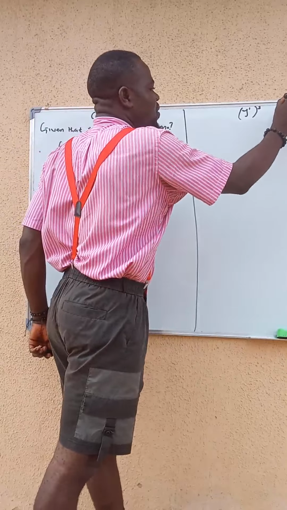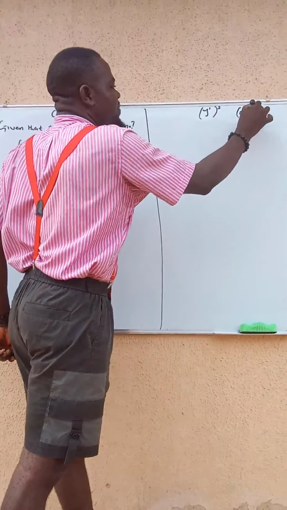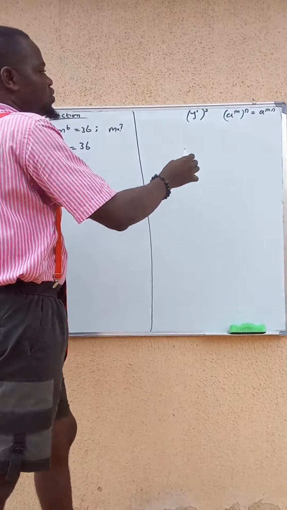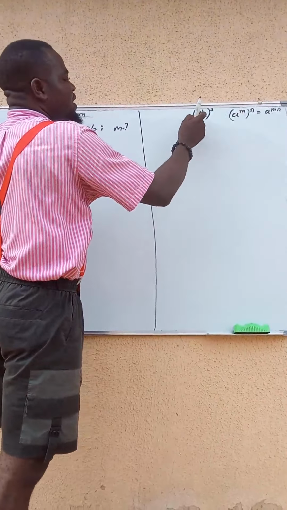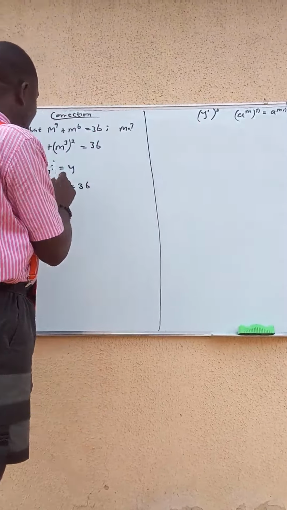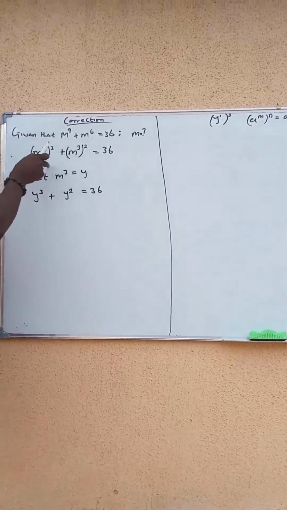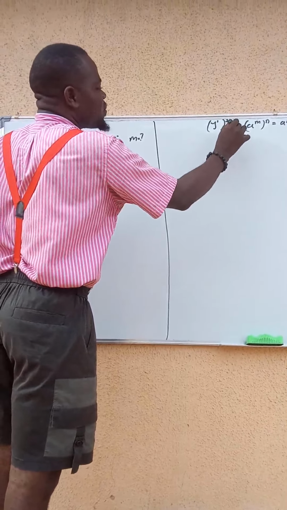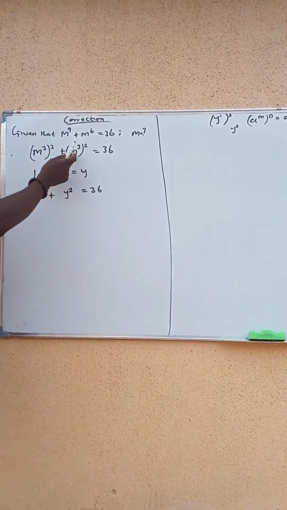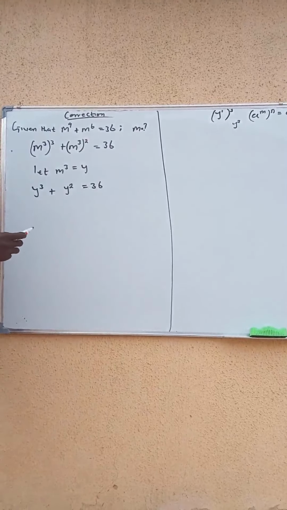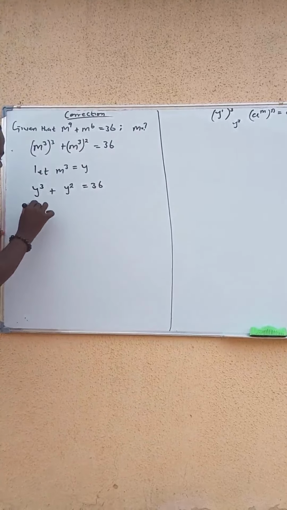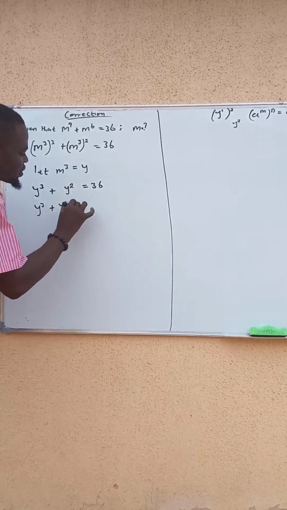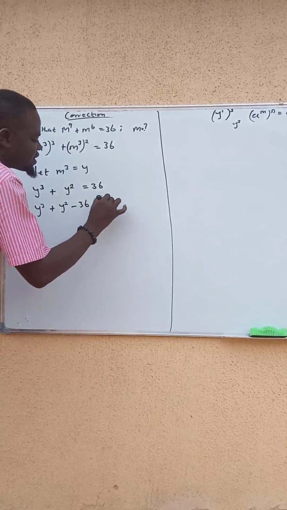When we have power law, we say that a raised to power of m to the power of n is the same thing as a raised to power of m times n. This is the power law of indices. Anything standing like this, y, bracket raised to power of 3, will be 1 times 3, which is y raised to power of 3. The same thing happened here, 1 times 2, which is y raised to power of 2. Now this is still the same thing as y raised to power of 3 plus y raised to power of 2 minus 36 is equal to 0.